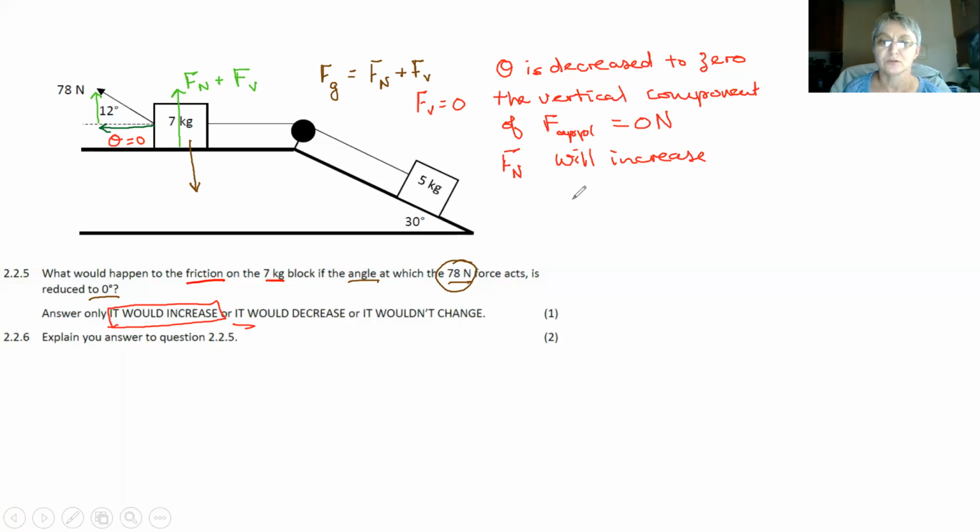Explain, I'm busy doing the explanation here. So your frictional force is directly proportional to your normal force. And I get that from this equation, Fk is mu k Fn. So if that is the case, and the normal force is increased, then the frictional force will also increase.